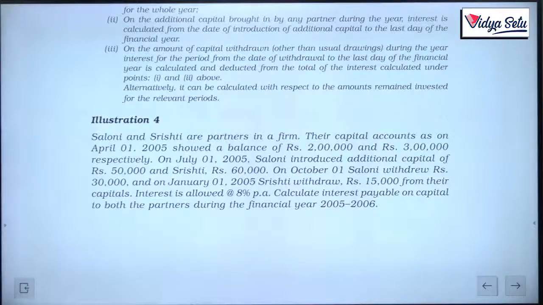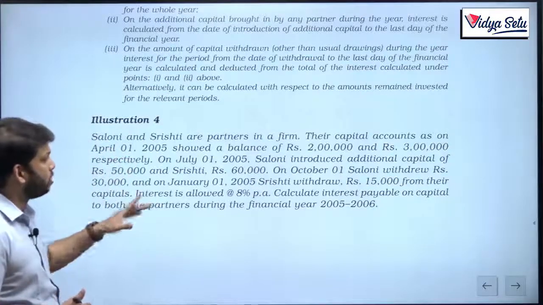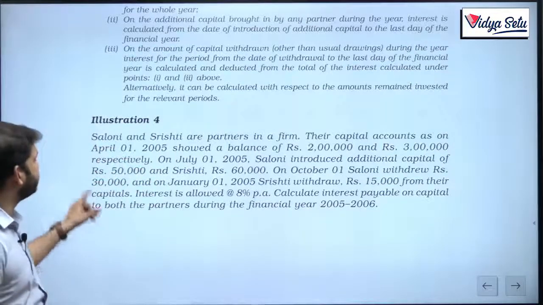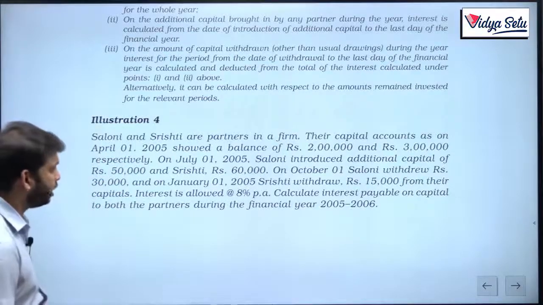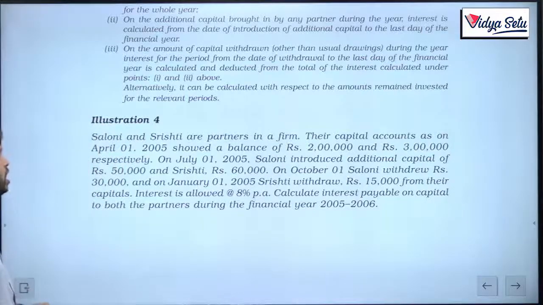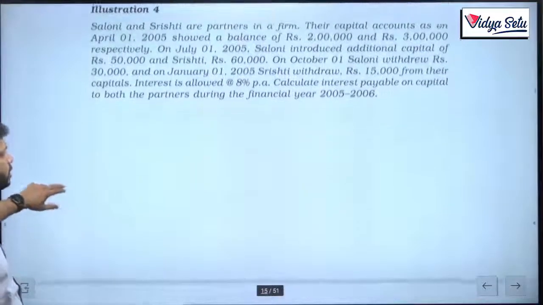In this illustration, we will understand this concept better. Saloni and Shrishti are partners in a firm. Their capital accounts as on April 1, 2005 show the balance of rupees 2 lakh and 3 lakh respectively. On July 1, after 3 months, Saloni introduced additional capital of rupees 50,000 and Shrishti introduced rupees 60,000. On October 1, Saloni withdrew rupees 30,000 and on January 1, Shrishti withdrew rupees 15,000 from their capital. Interest is allowed at 8% per annum. Calculate interest payable on capital to both the partners during the financial year.